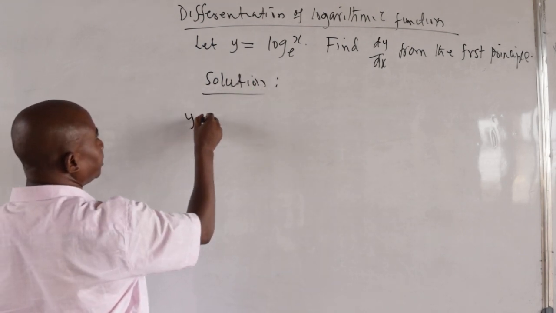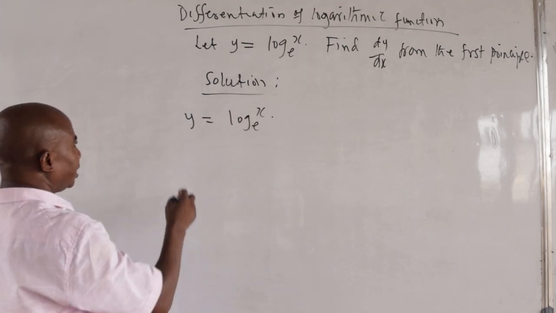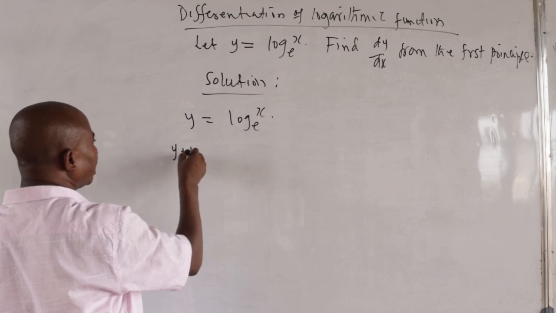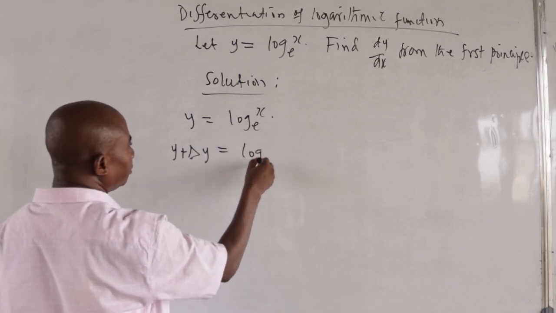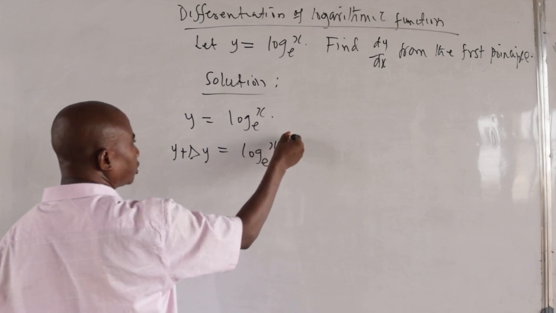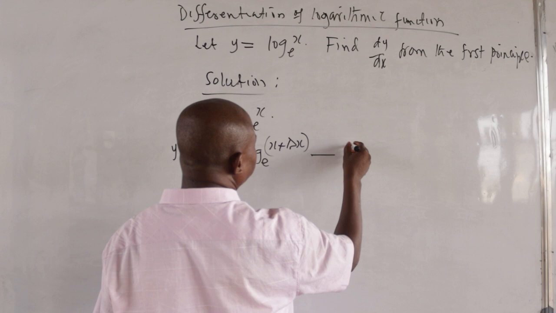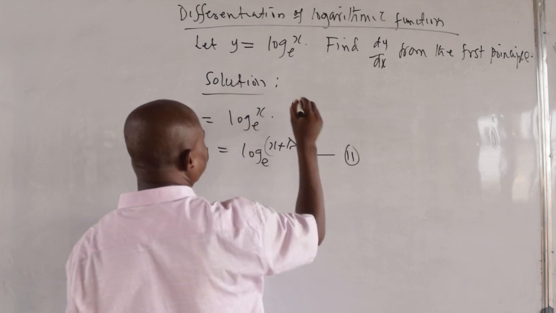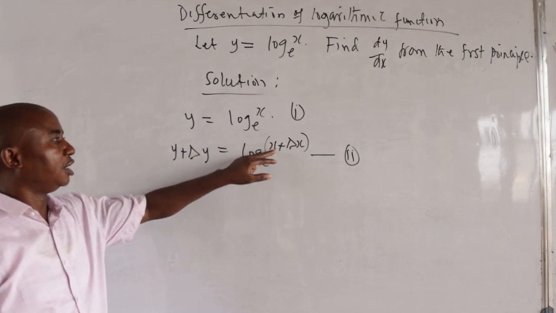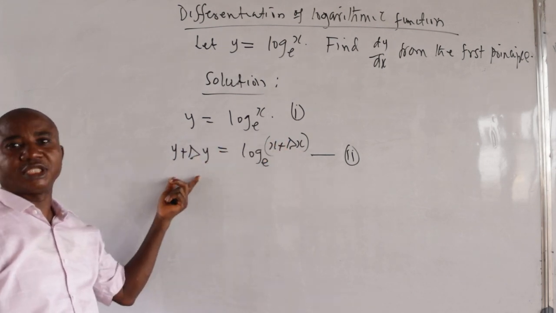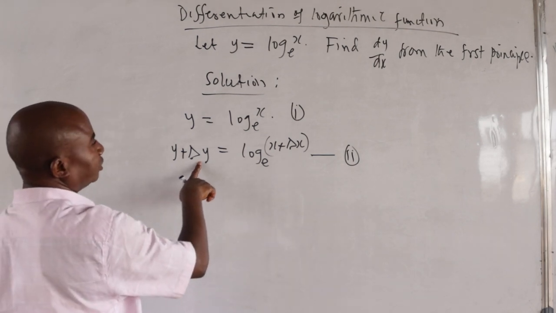If y is log to base e of x, then y plus small change in y is nothing but logarithm to base e of x plus small change in x. Let me call this equation number 2, and I call this one equation number 1. So a small change in x will cause a small change in y. We want to make change in y the subject of the equation.